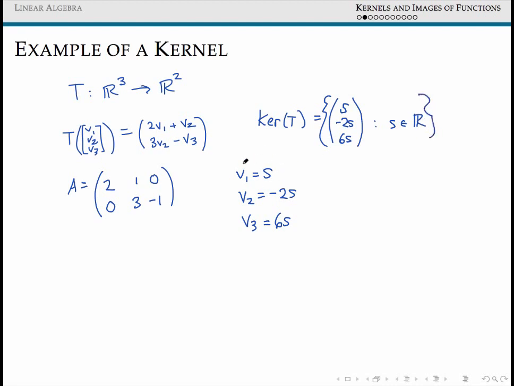Note that once I specified what my coordinate v1 was, that forced the equations 2v1 plus v2 is equal to 0 and 3v2 minus v3 is equal to 0, since we wanted to look at for what choices of v1, v2, and v3 do we get the 0 vector in R2. Solving this system of linear equations, we see our kernel is of this form.